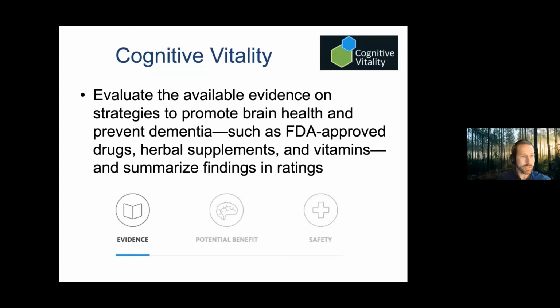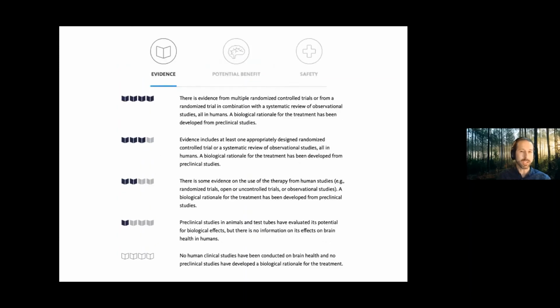So just to wrap up, as we're coming to the end of the presentation, a lot of times you'll hear about different products and supplements, and you wonder, what is the evidence for this? This is a really good resource called Cognitive Vitality. It's a group that evaluates the available evidence on strategies to promote brain health and prevent dementia. They summarize their findings in ratings across 3 categories: evidence, potential benefit, and safety. I think they summarize it in a very user-friendly and understandable manner.